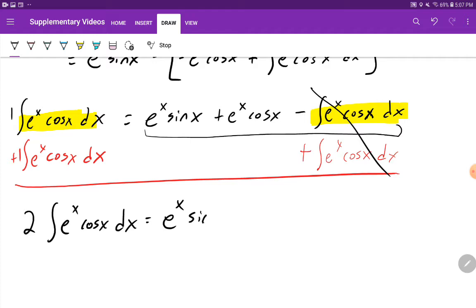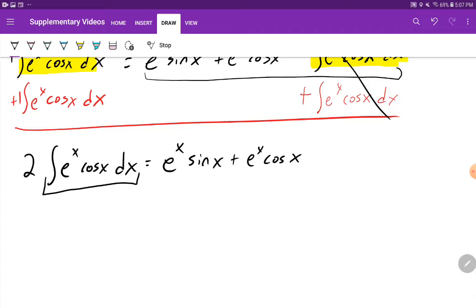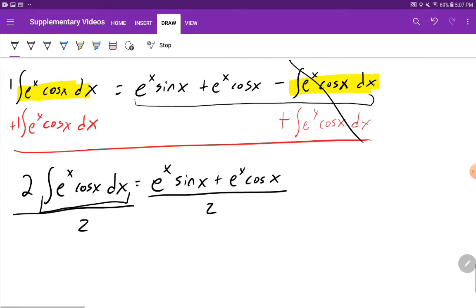I gotta write all this stuff now. Hold on. E to the x, cosine x, right? The last thing we gotta do is, well, the question asked for this piece, right? Integral of e to the x cosine x. So what do you think we're gonna do? We're going to get rid of that 2 by dividing everything by 2. And since we are technically integrating, right, we need a plus c at the end. And that's it. That's the answer.